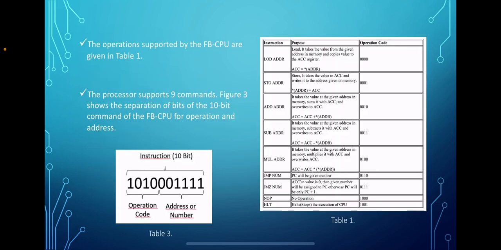As you see, the operations supported by the FB CPU are given in Table 1. The processor supports 9 commands. Figure 3 shows the separation of bits of the 10-bit command of the FB CPU for operation and address.